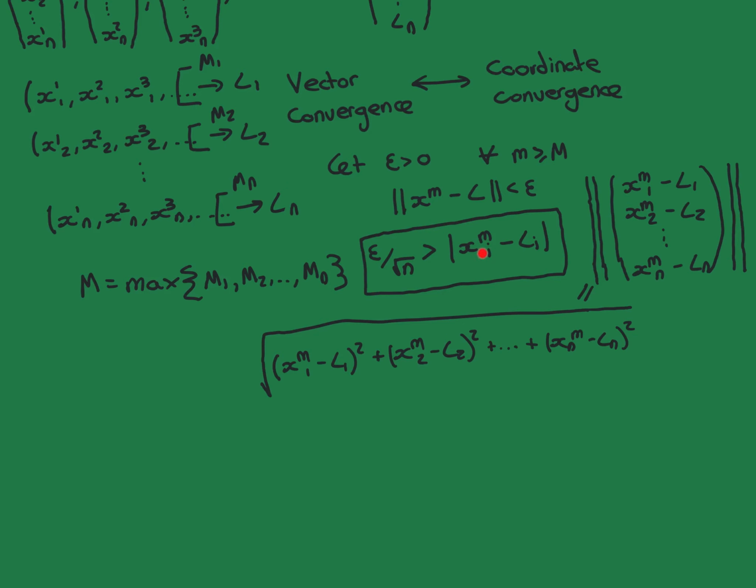So it could be 1, it could be 2, all the way up to n. You can fill in whatever you like there. It will be less than epsilon over the square root of n. So what I now just need to do is square this inequality. Both things are positive, so the inequality will remain true. And then I'll have something about all of these squares that I've got underneath this square root here.